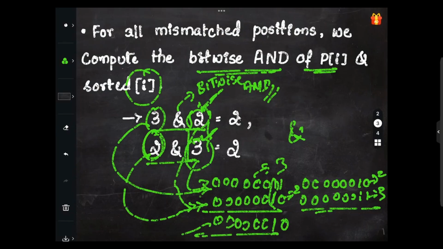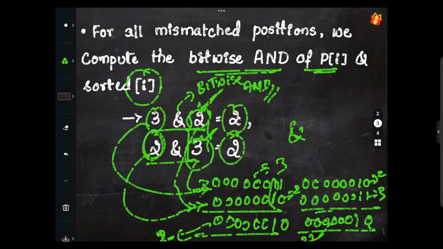So when we convert this to a number, we will get 2, right? Here also the same thing: we get 0, 1, so this is 0 itself, right? Same thing, we get 2. That is how we got 2 here.